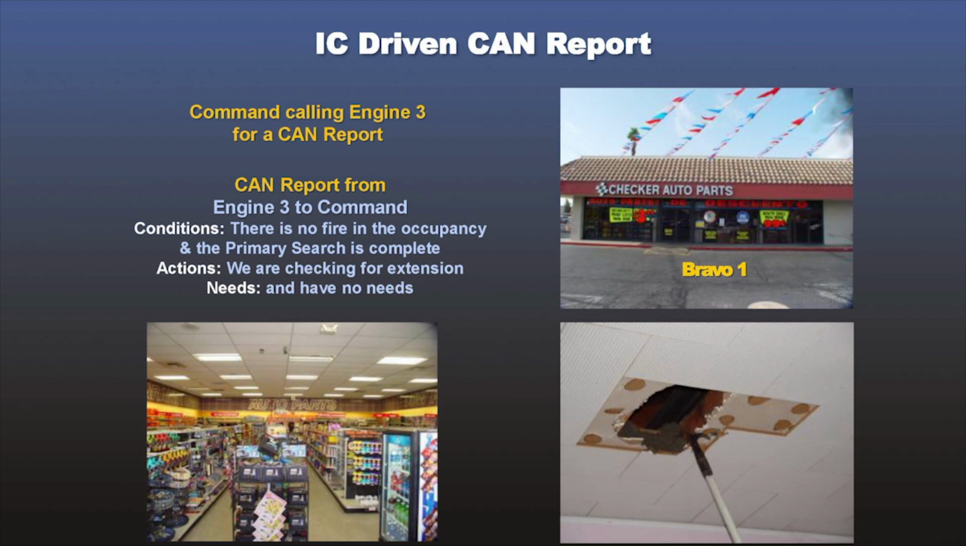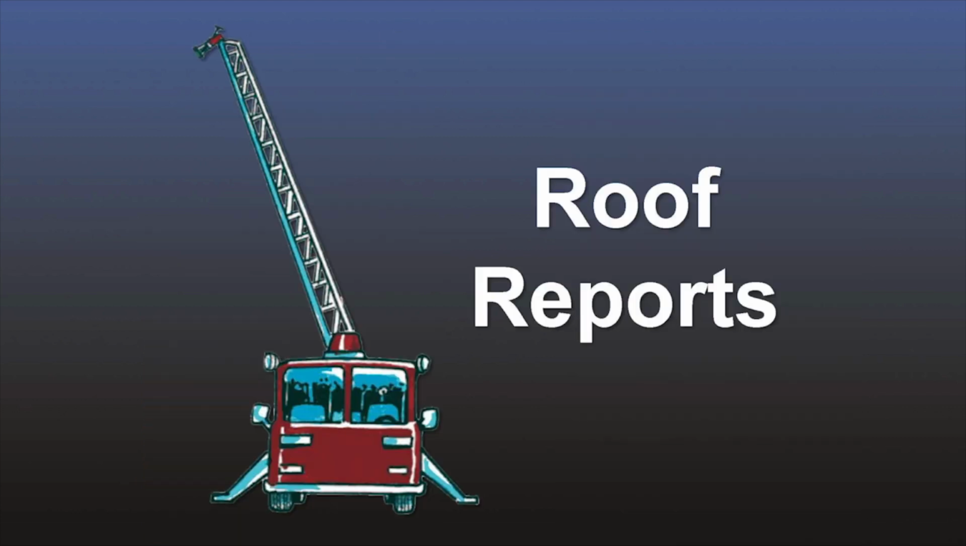Command calling Engine 3 for a CAN report. Engine 3 to command. There's no fire in the main occupancy and primary search is complete. We are checking for extension and have no needs. Command receive Engine 3. There's no fire in the occupancy and the primary search is complete. You're checking for extension and have no needs.